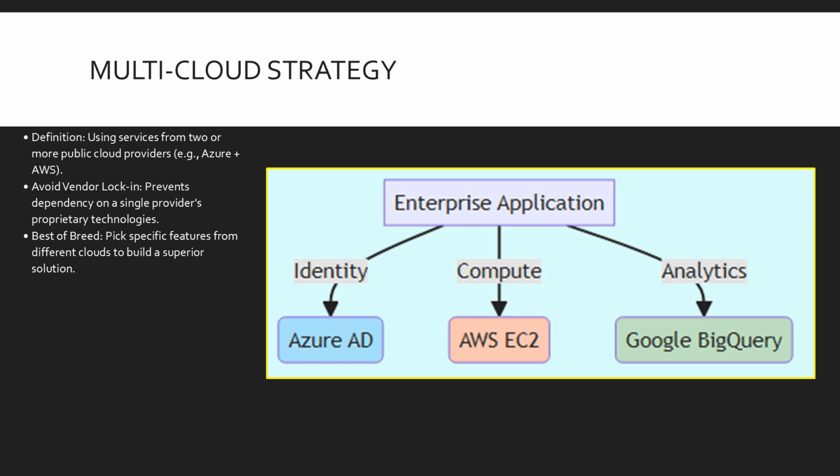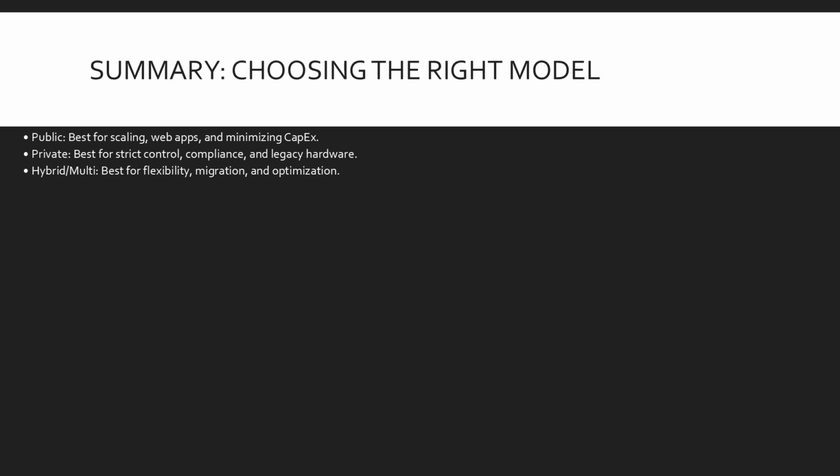This graph illustrates a multi-cloud architecture. The central enterprise application connects to 3 different nodes. It uses Azure AD for identity, AWS EC2 for compute, and Google BigQuery for analytics. This visualizes the best-of-breed concept, where the application is composed of the strongest services from each provider, rather than being locked into one. To summarize, identifying the appropriate cloud model comes down to your specific constraints.